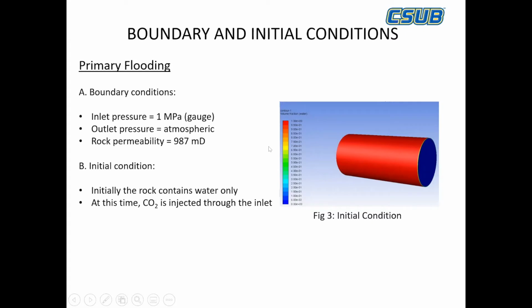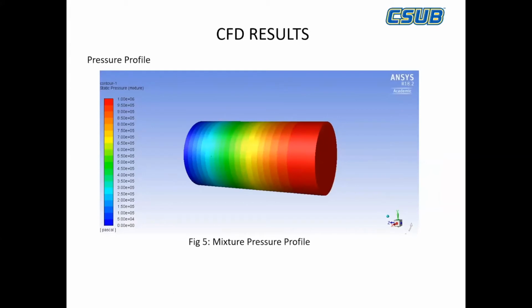and it's all 1 for carbon dioxide, okay? For the boundary conditions, I have 1 megapascal gauge pressure at the inlet and the outlet pressure is atmospheric. I already spoke about the permeability, which is close to 1 Darcy. And initially, as you can see here, it's all water and I'm just injecting carbon dioxide from the inlet. Now here are the preliminary CFD results for the mixture pressure profile. As you can see, obviously the pressure would drop through the sample.